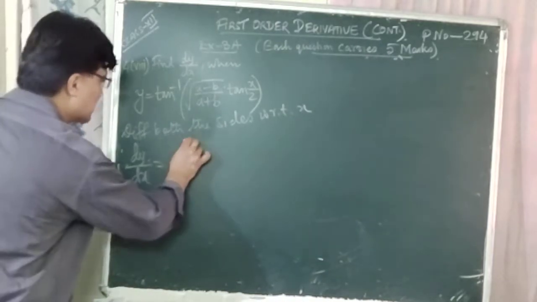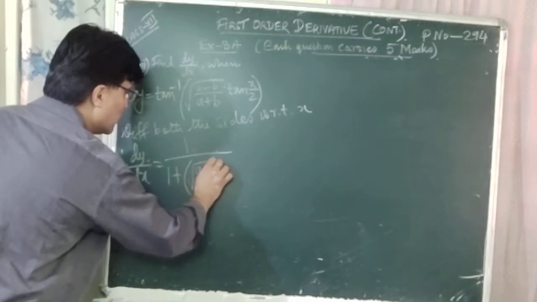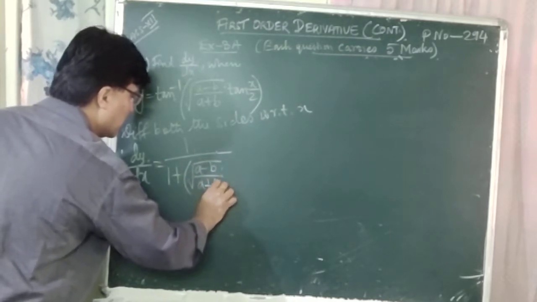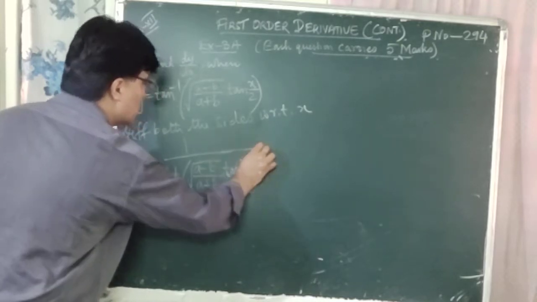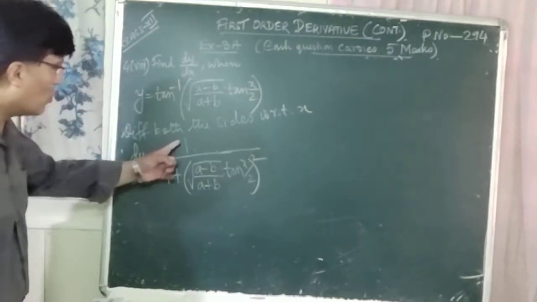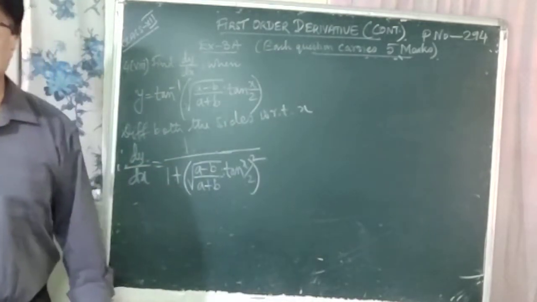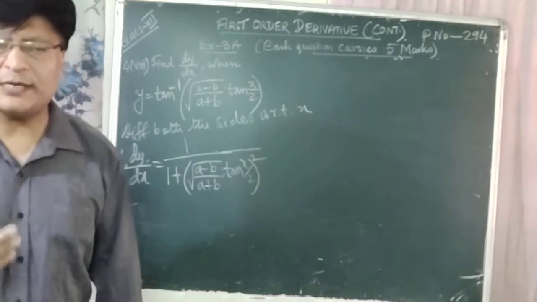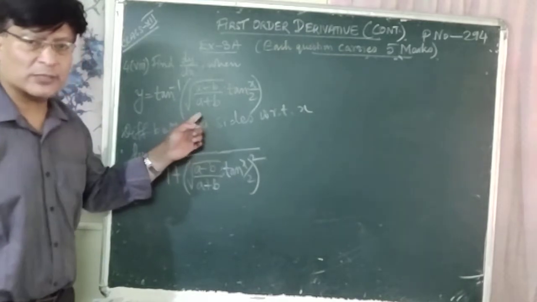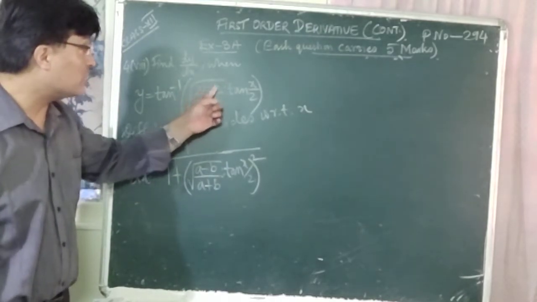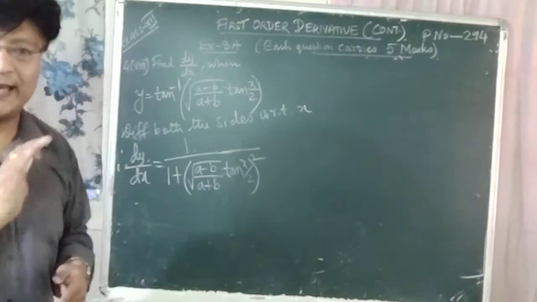So the formula is 1 upon 1 plus, what is x? Whole square root over a minus b divided by a plus b into tan x by 2 whole square. That is your 1 upon 1 plus x square. But this is not the only differentiation. You have to differentiate the function which is assumed as x. In this case, which function is assumed as x? Root under a minus b upon a plus b into tan x by 2 is assumed as x. You have to differentiate that term.